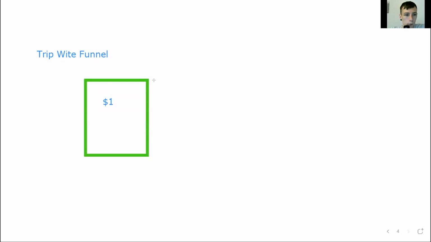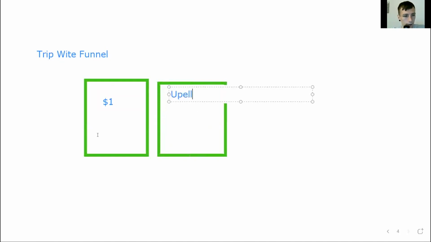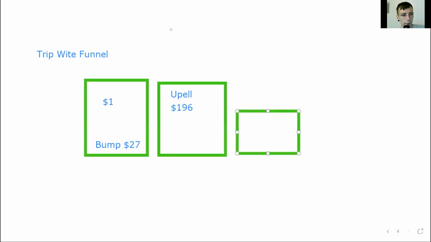So what you want to do then is have an upsell here and potentially an order bump here. An order bump could be like $27. You'll see how this all comes together. And then your upsell could be $197. And then you can potentially have another upsell, but for simplicity, we're just going to keep it like this. And then this is your confirmation page, thank you page.